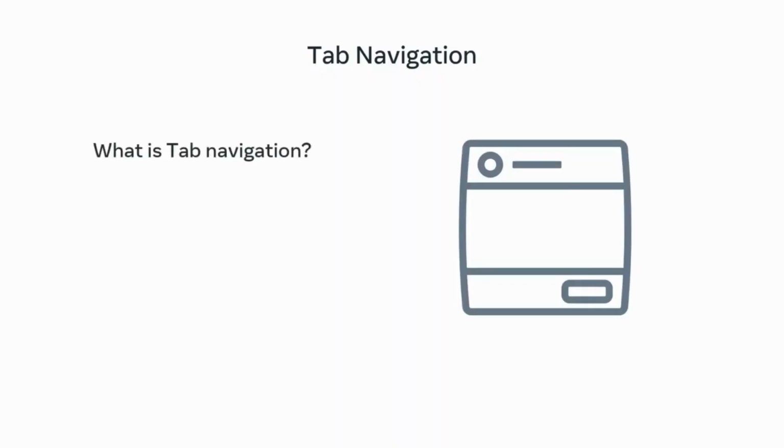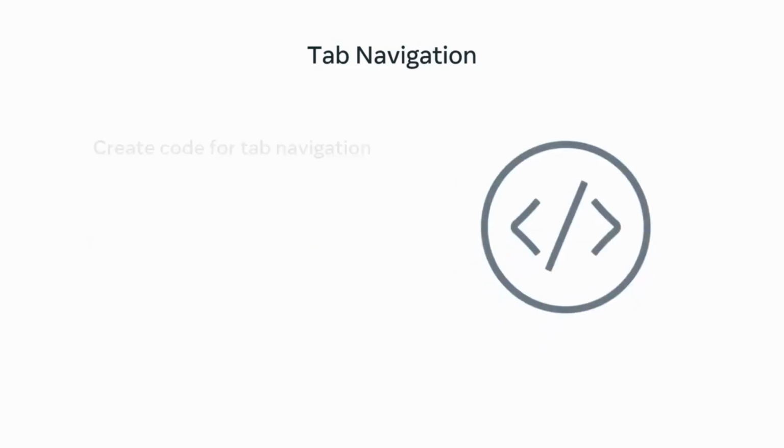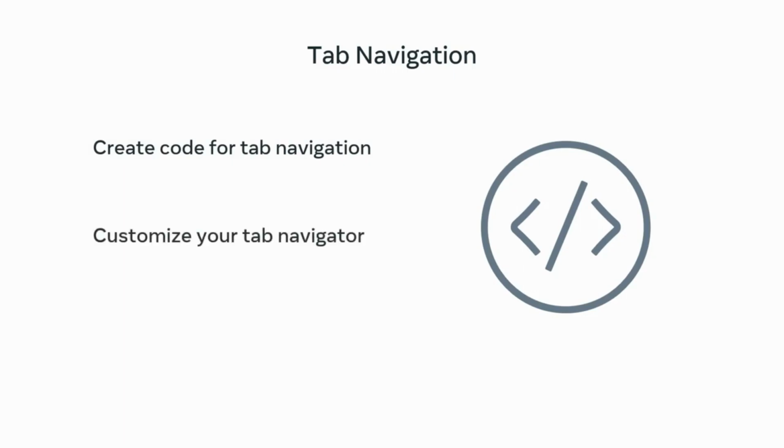You then undertook the next lesson in this module, in which you learned about tab navigation. Following this lesson, you should now be able to explain what tab navigation is and how it differs from stack navigation, and describe how to apply and configure a tab navigator in a React Native app. You also became familiar with how to create code for tab navigation in React Navigation and customize your tab navigator.